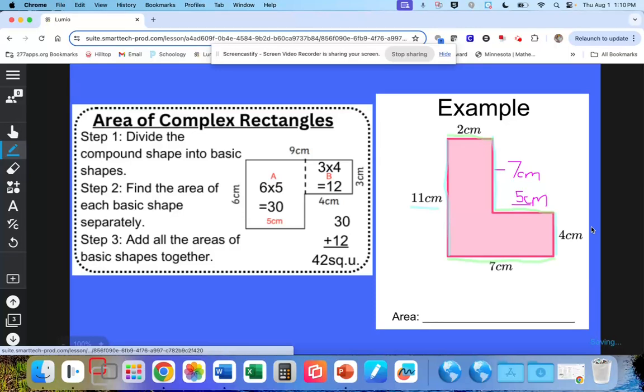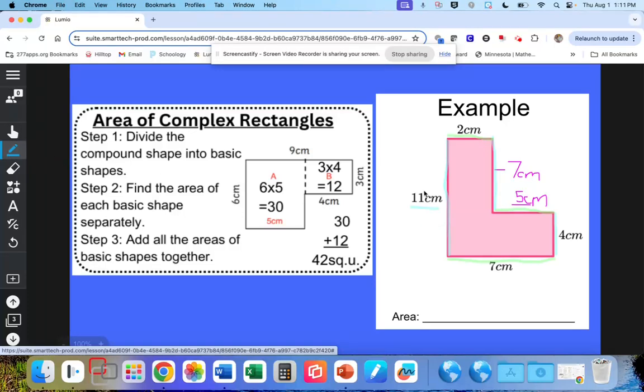So that's the very first step you want to do, so that as you walk around the shape, all of your side amounts are there. That's going to help if you have to find the perimeter of the shape, which you will have to do in this unit also.